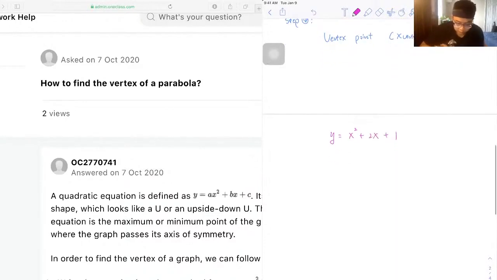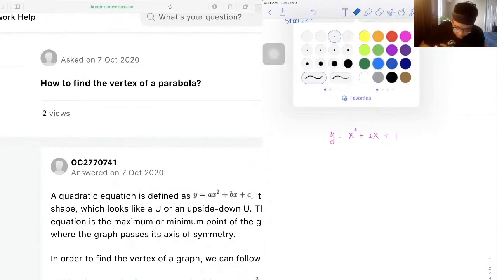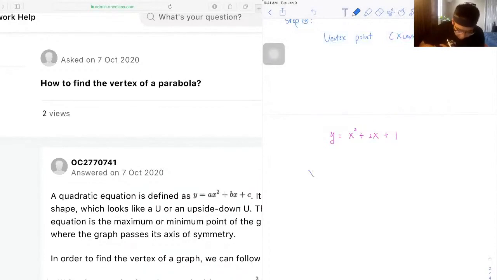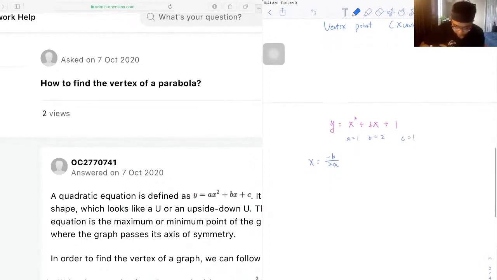Right. So if we want to find the vertex of this equation, first let's calculate the x coordinate, which is given by the formula negative b over 2a. And as you can see here, in this quadratic equation, a is equal to 1, b is equal to 2, and c is equal to 1. So negative b over 2a will be negative 2 over 2 times 1, which is negative 2 over 2, which is just going to be negative 1.